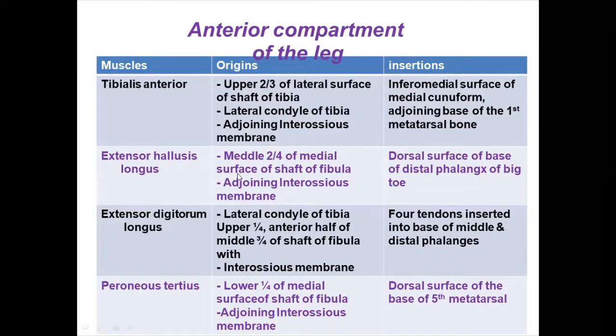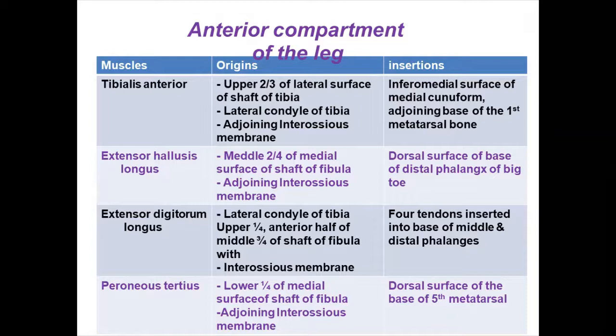Extensor hallucis longus arises from the middle two-fourths of the medial surface of the shaft of the fibula adjoining the interosseous membrane, and it is inserted into the dorsal surface of the base of the distal phalanx of the big toe. Hallux means the great toe, so it is inserted into the distal phalanx of the big toe or great toe.